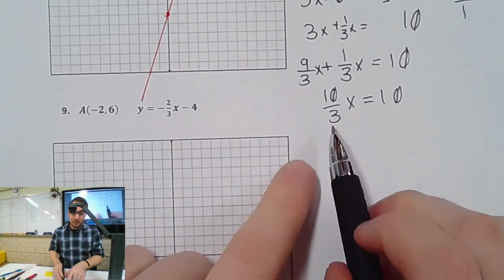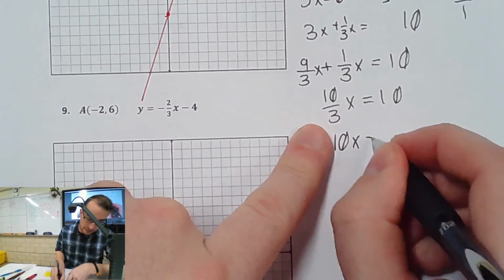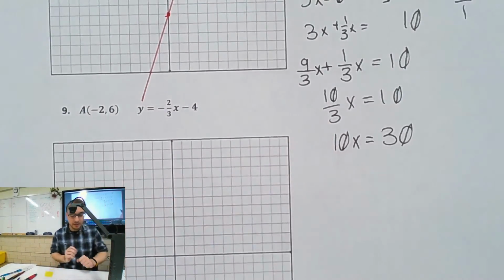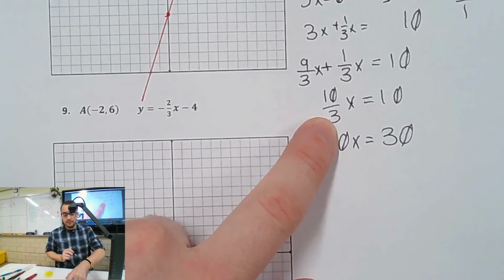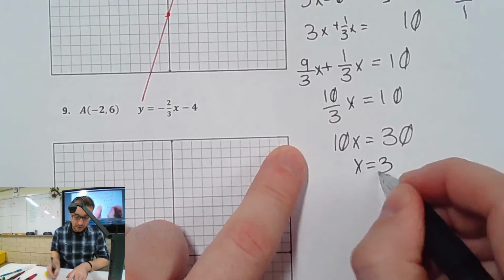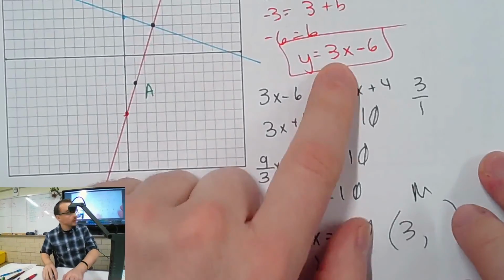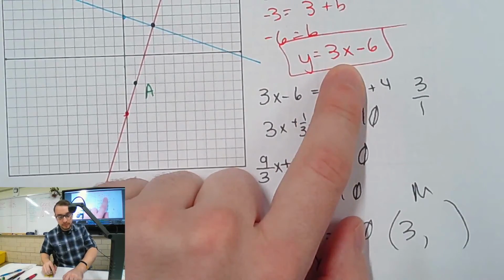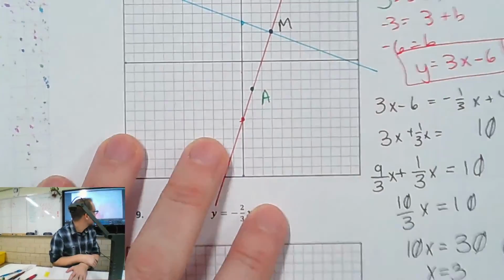Which do you want to get rid of? I prefer to get rid of the division. Let's do that. How do we get rid of divide by 3? Multiply. We multiply by 3. So I get 10x on this side and 30 on this side. I got rid of the division by multiplying, and then I divide by 10 and x is 3. So we have 3 comma something. I plug 3 in. What's 3 times 3? 9, minus 6 is 3. So I must have an intersection at 3, 3. Turns out I do. Awesome.